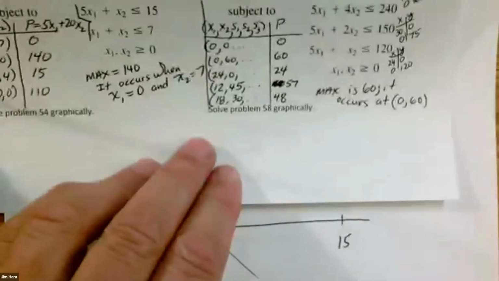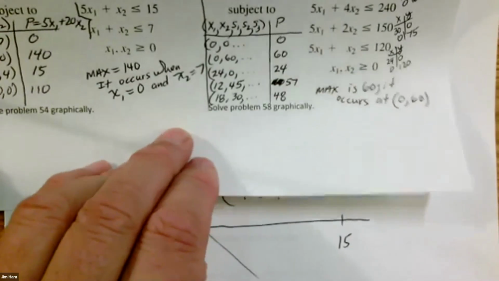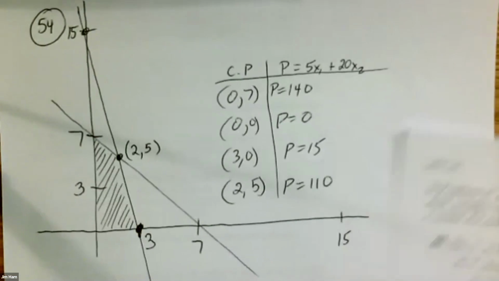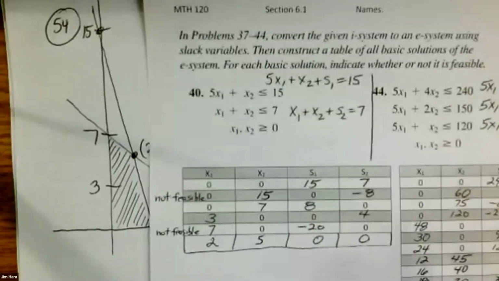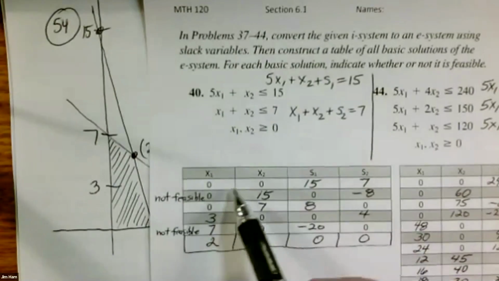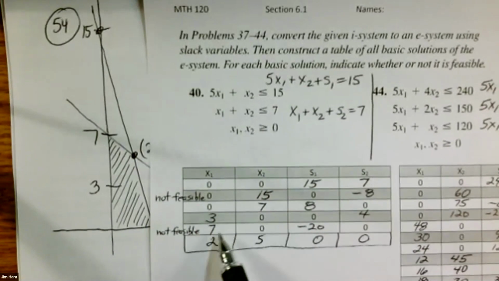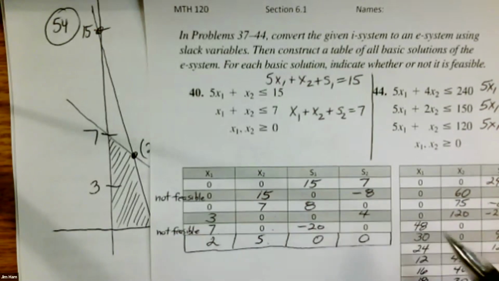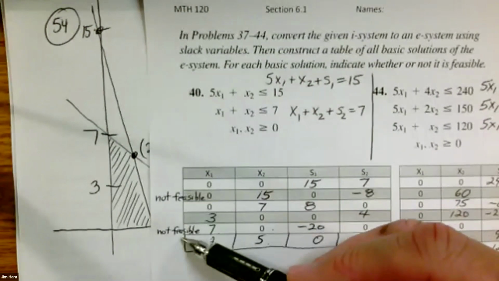Now down here at the bottom, they said, solve the problem graphically. I've done that, and I want to show you these points. So the first thing we're going to look at is problem number 40 and 54. So you can see 0, 0, 0, 15, 0, 7, 3, 0, 7, 0, 2, 5. We have excluded these two because of the negatives. So these are not feasible solutions.